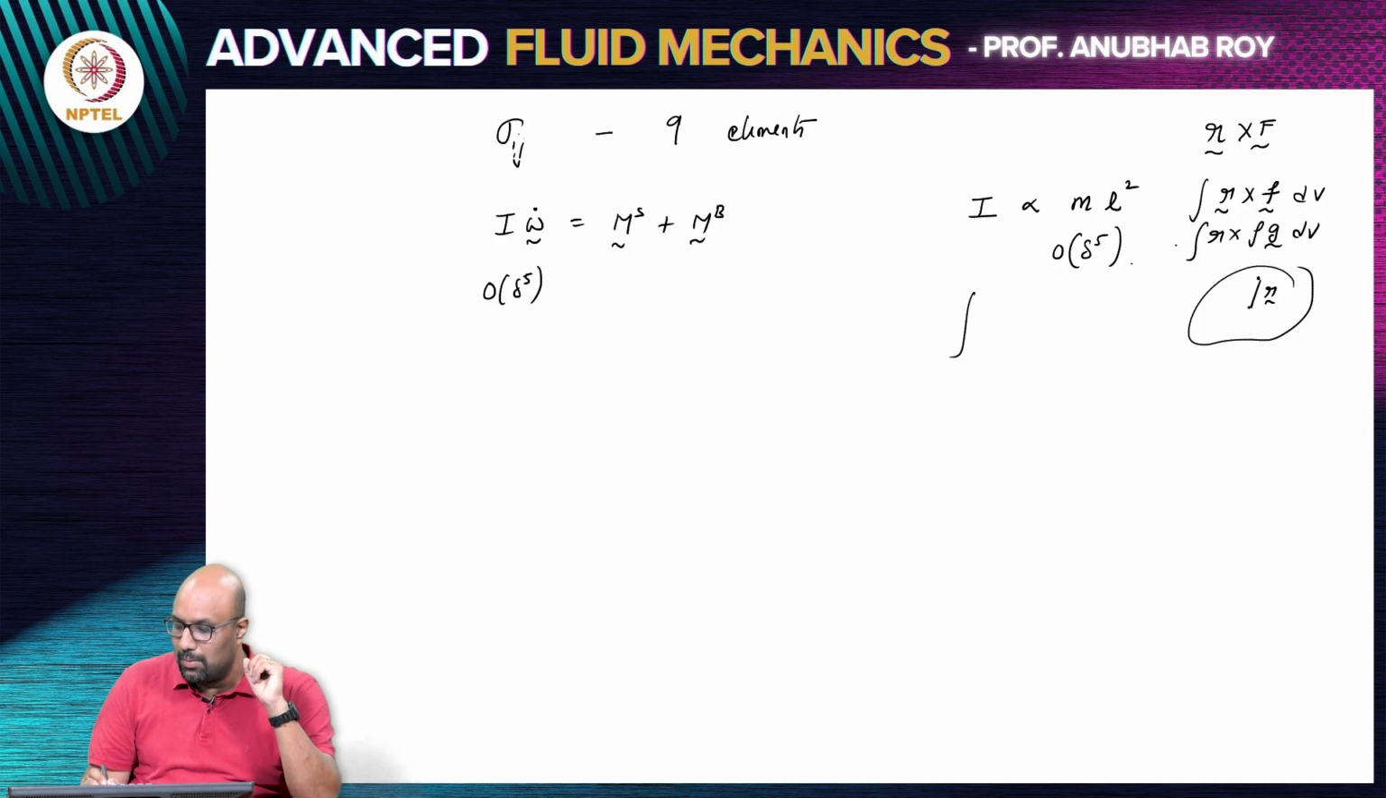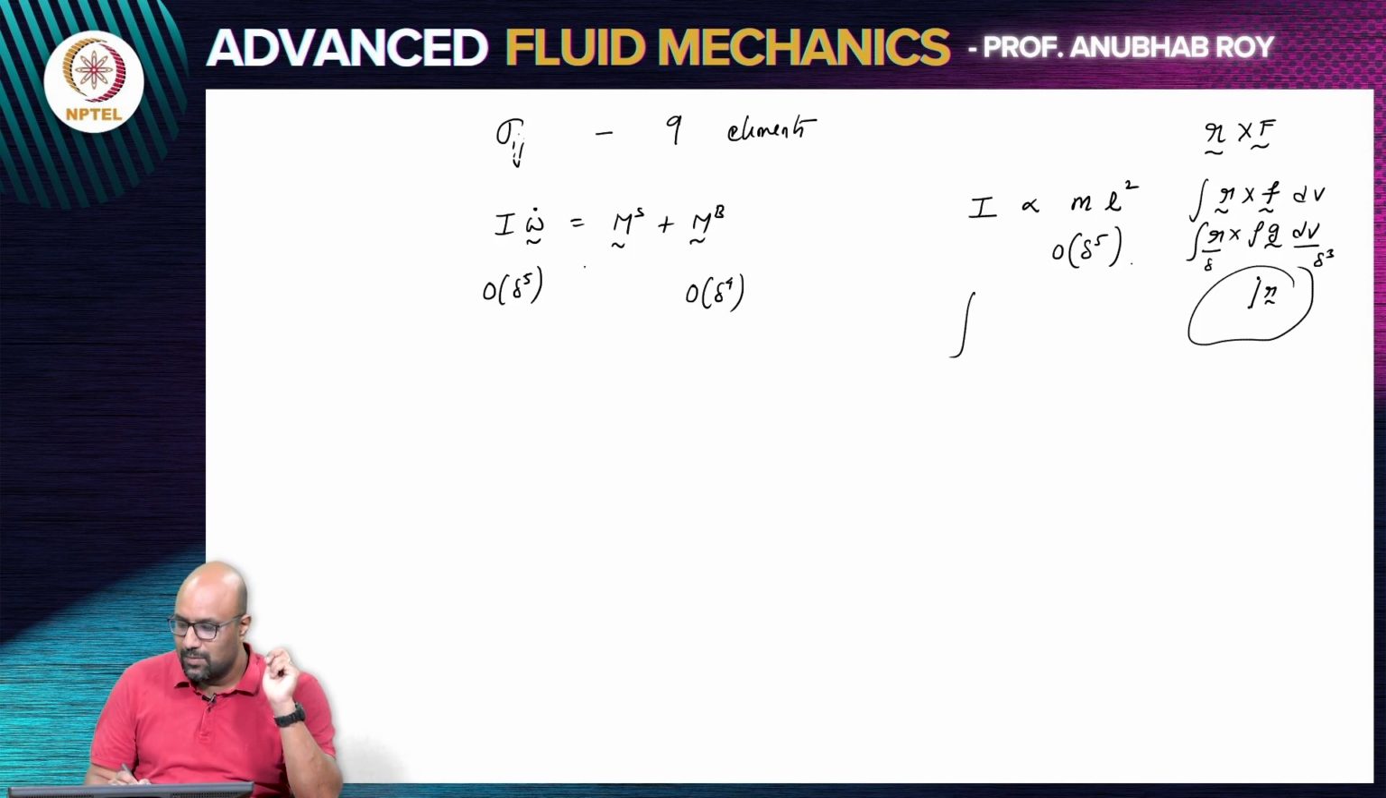Now, how would this scale with the size of the dimension, delta? dV is the volume, so that scales as delta cube. I would have a delta cube contribution from the volume. The moment arm gives me another delta, which means the moment generated by the body force would scale as order delta to the power 4 at least.